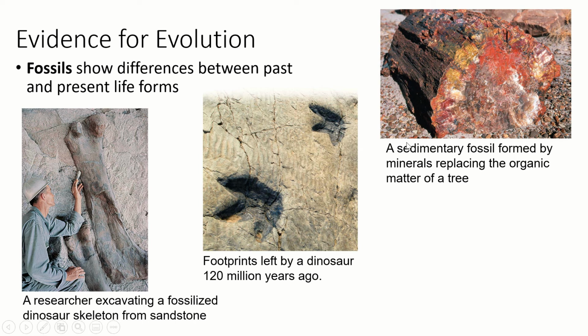And then we have things called sedimentary fossils. For example, this is a tree where all of the organic tissue has actually been replaced by minerals, and that can happen at the bottom of a lake. Say this tree fell into a lake and there was very little oxygen at the bottom. As it gets covered with sediment, the minerals get pushed into the tissues and actually replace all of the organic structures, but leave the shape of the tree, and you get what we call a petrified forest.